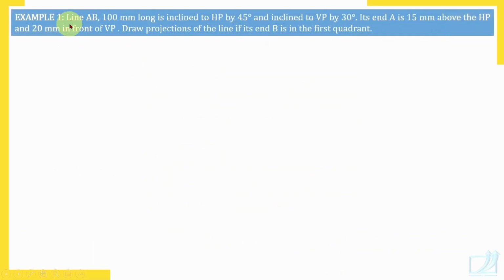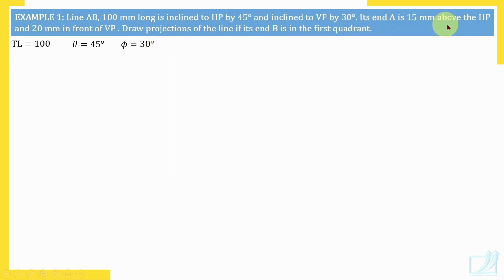So here is an example. Line AB 100 mm long is inclined to HP by 45 degrees and to VP by 30 degrees. So the line is inclined to both the HP and also the VP. So let's write the data properly. True length of the line is 100 mm. Its inclination with HP is 45 degrees. We use the standard notation theta for inclination with HP. So theta is 45 degrees. And it is inclined to VP by 30 degrees. We use the standard notation phi for inclination of the line with VP.